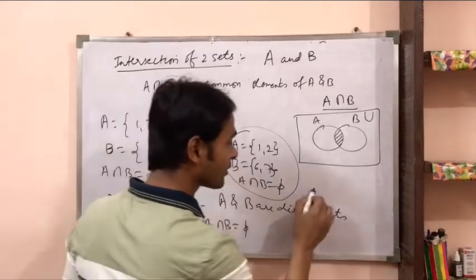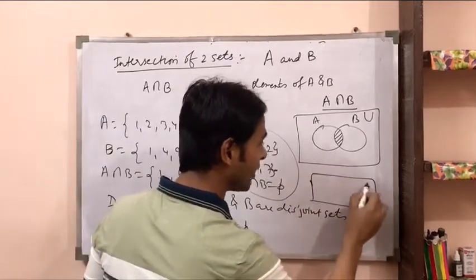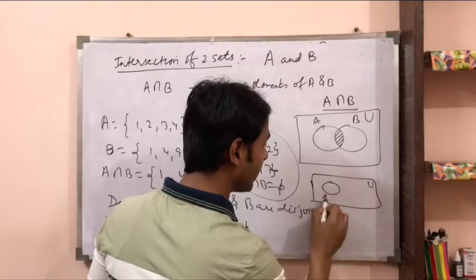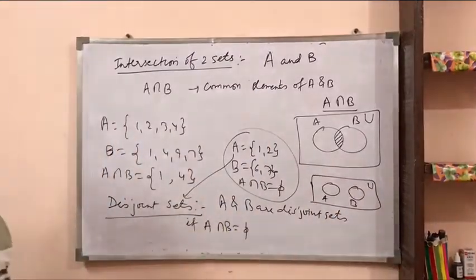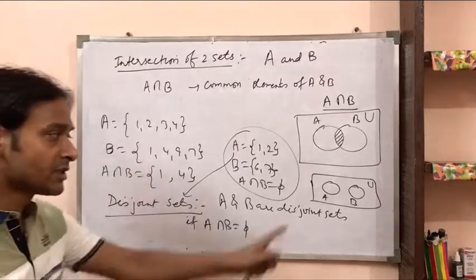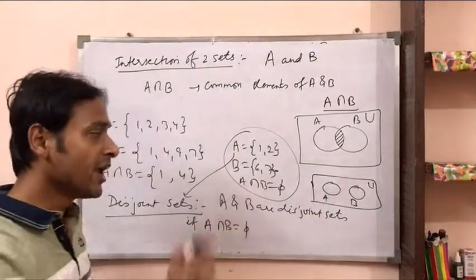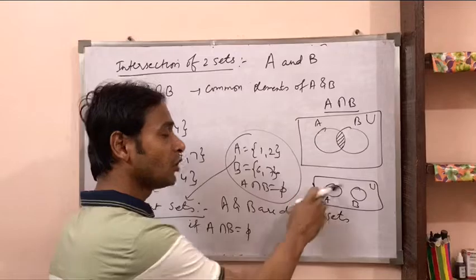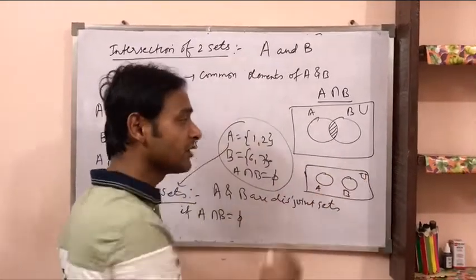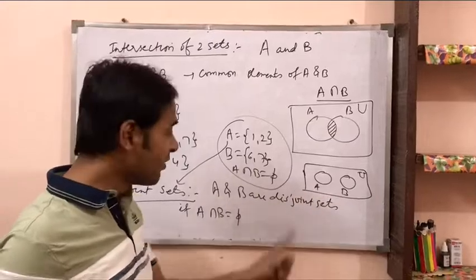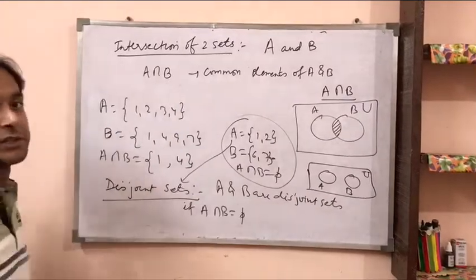Venn diagram. So its Venn diagram will be, suppose we are having a rectangle U, then this is the set A and this is the set B. No point common. A intersection B equal to phi. But both of the sets will be inside the universal set. So this is the Venn diagram of the set A and B when the set A and B are disjoint sets.